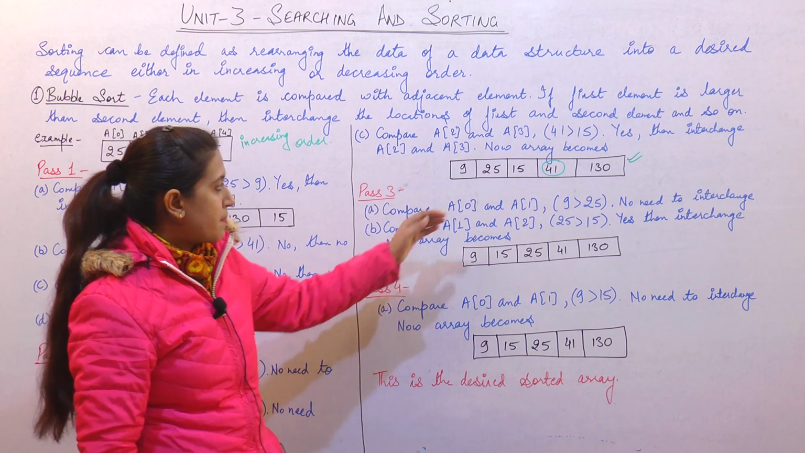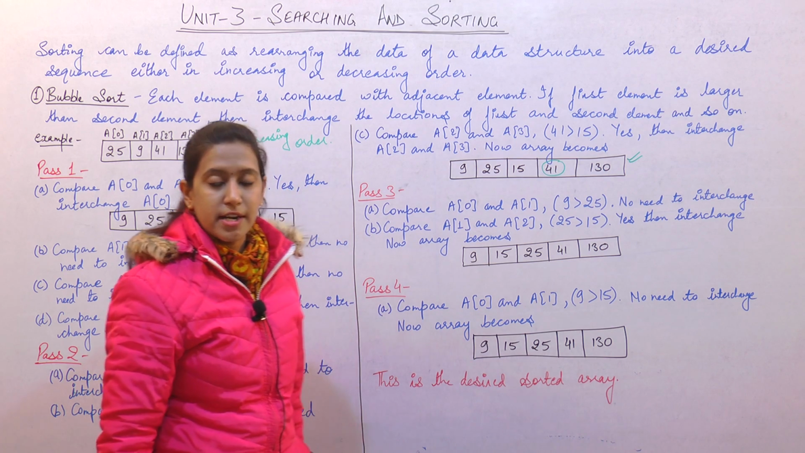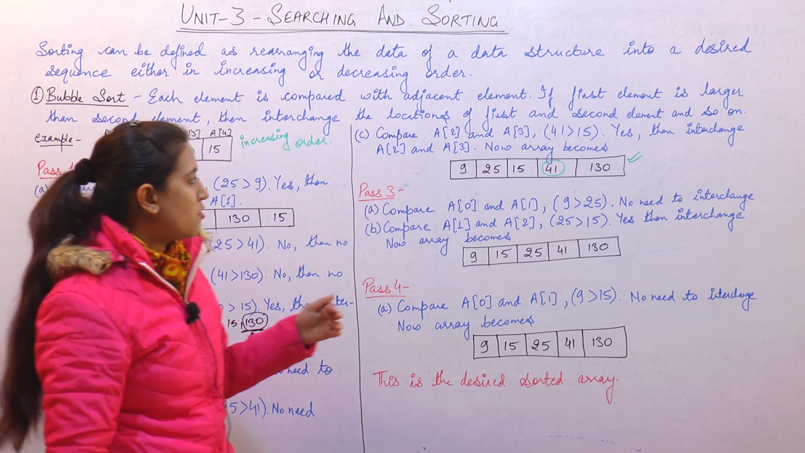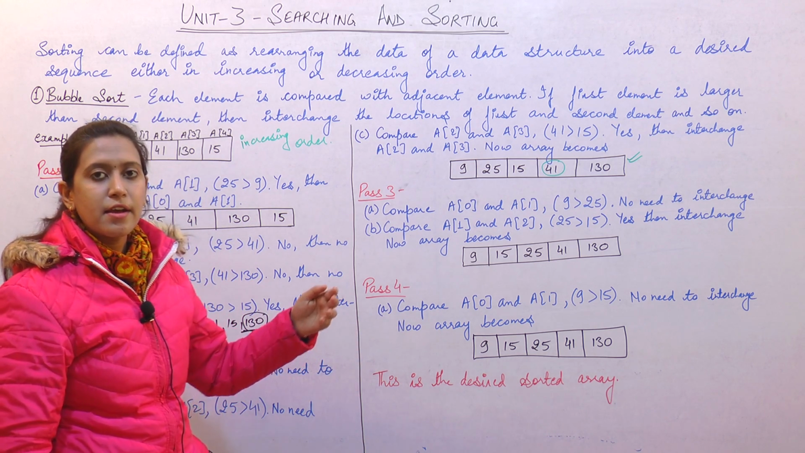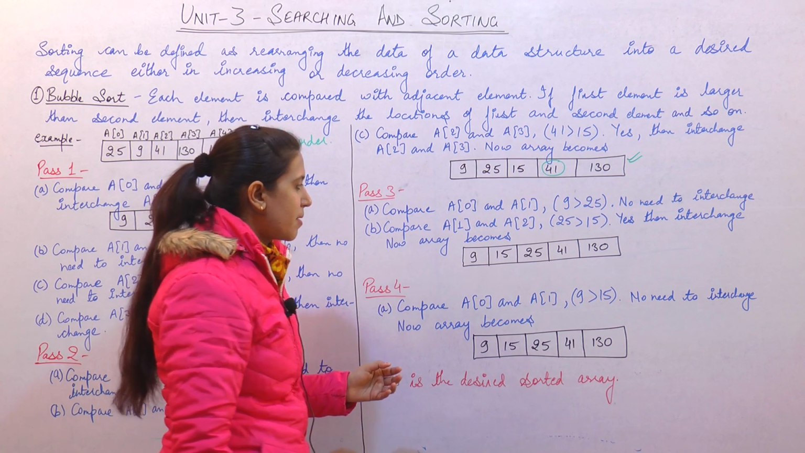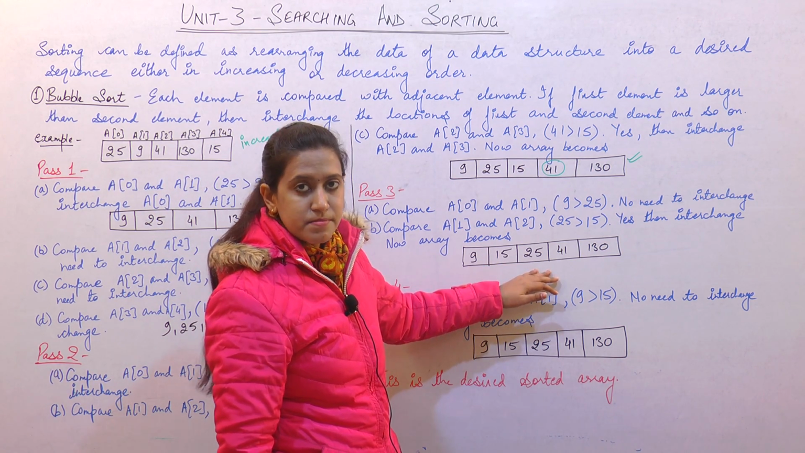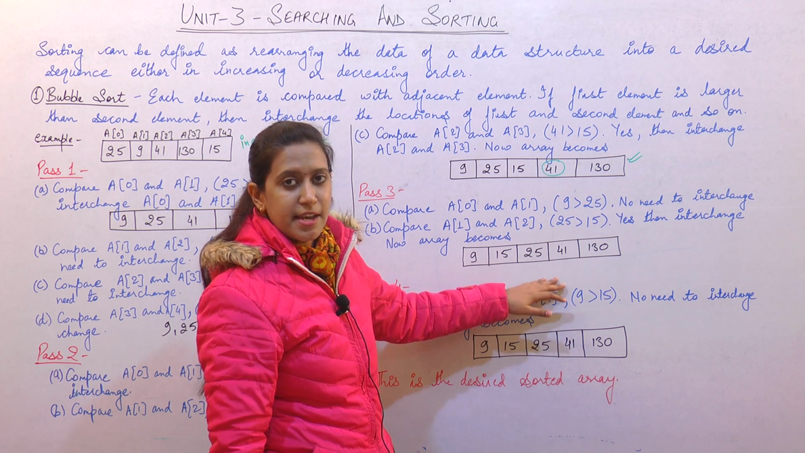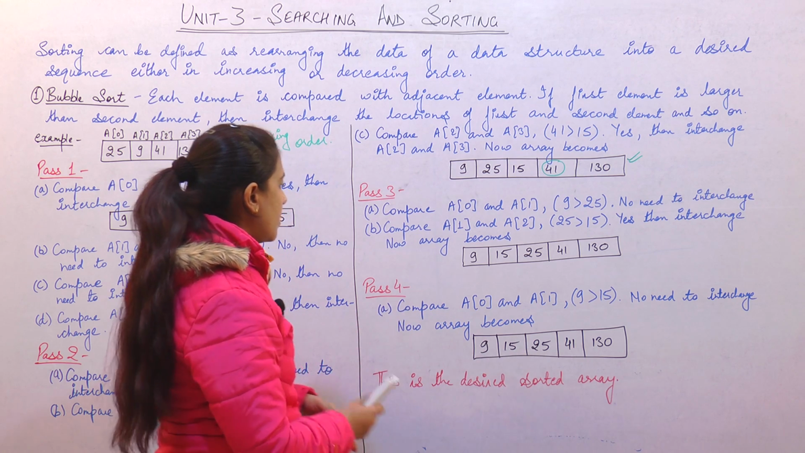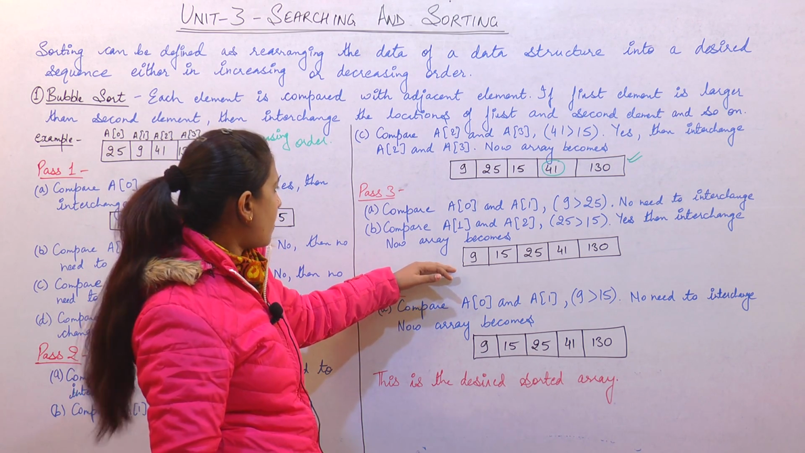Since 41 and 130 are already sorted, there is no need to move further or to compare further. In this way we can save some comparison time. And in pass 3 we got the third largest element sorted at its proper place. Okay, now this is the resultant array of pass 3.